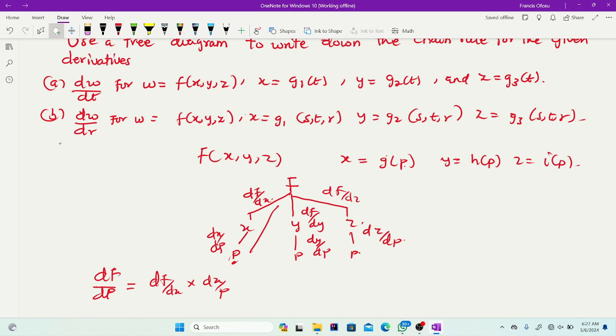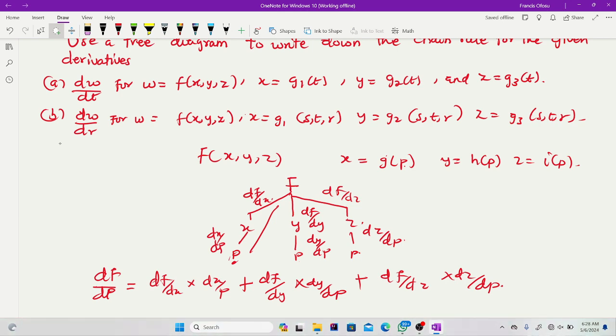Now for the middle branch, I'll have plus, you see we add each branch, the partial of f with respect to y times dy/dp. Then finally my last branch, the partial of f with respect to z times dz/dp. And that gives us our chain rule, as simple as that. So the tree method is a very reliable method. As a beginner, you just have to use this method so that you always get your questions right.